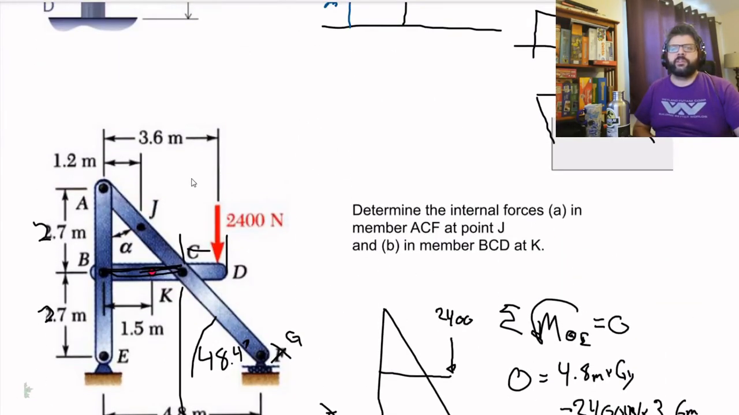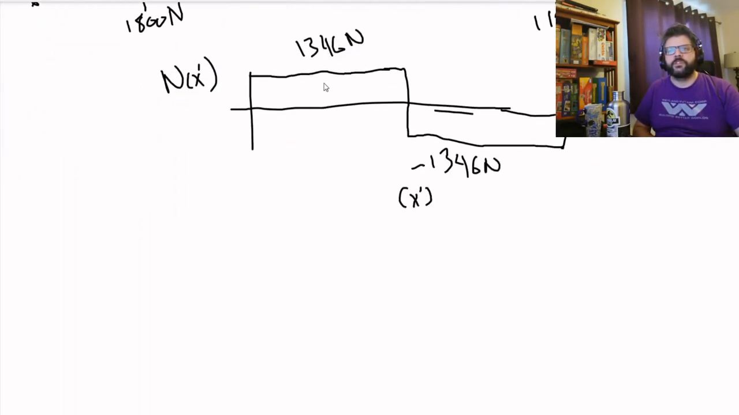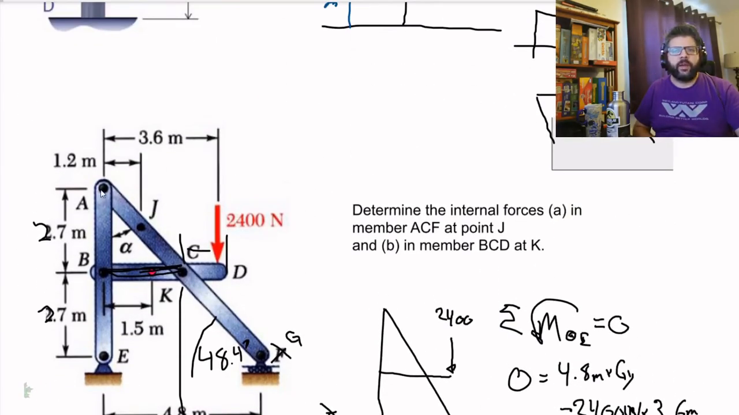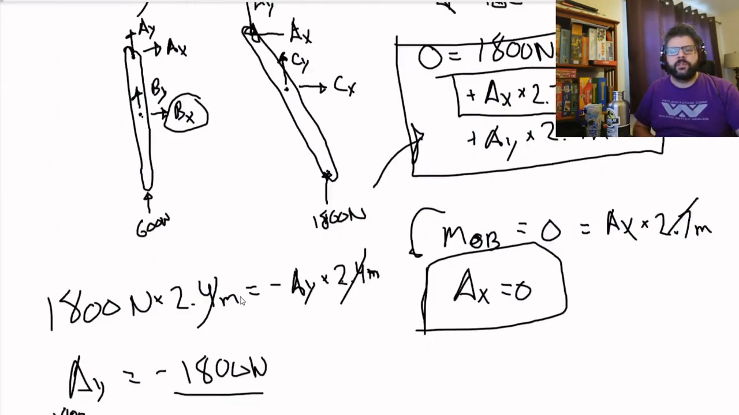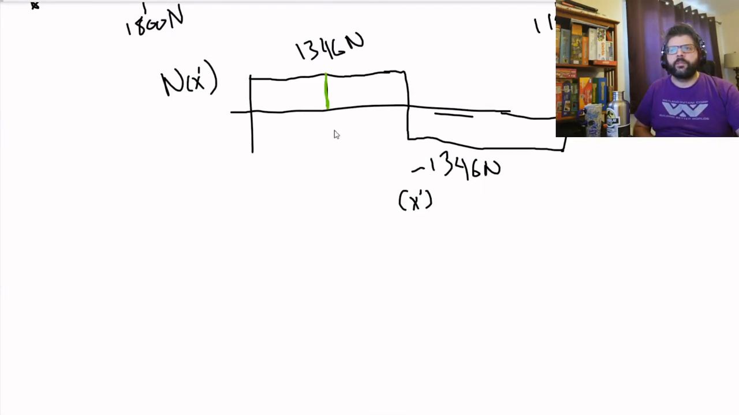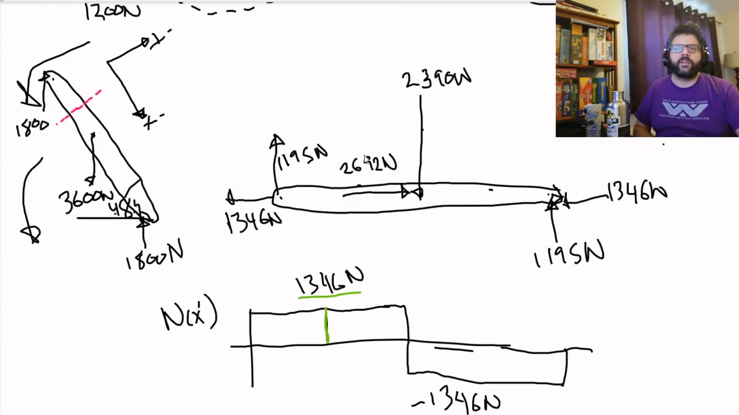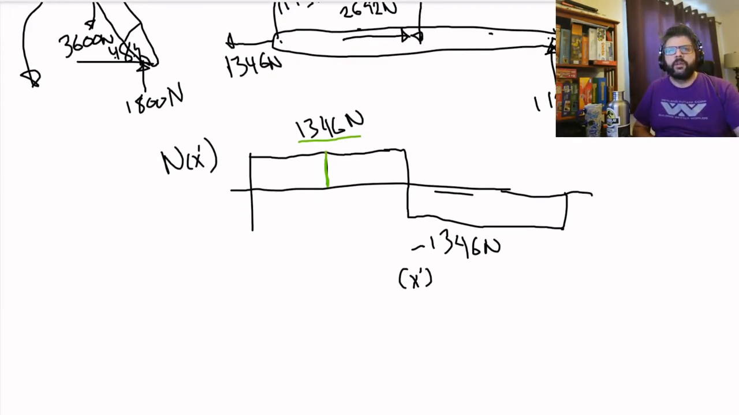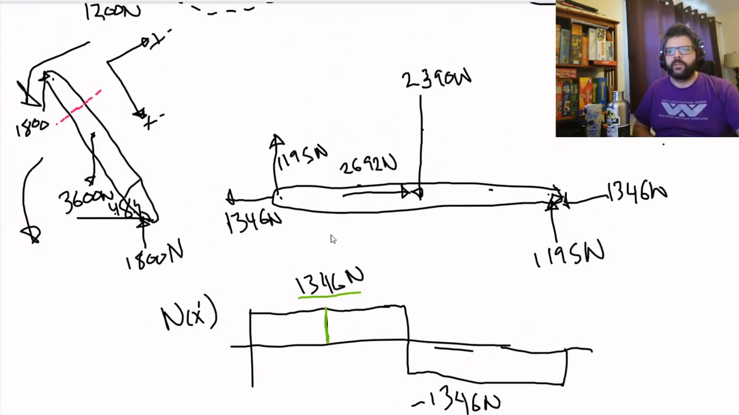The question actually asked for at J. At J, it's between A and C. J's looking right about here. I'm going to do that in green. J's looking at about there. It is actually halfway between A and C, directly at that halfway point. So the internal axial load at J is 1346 newtons. For the shear force, we can draw a quick diagram of how it varies across the length.